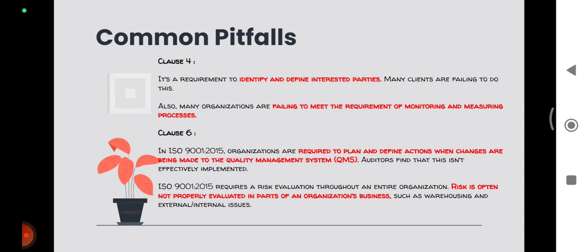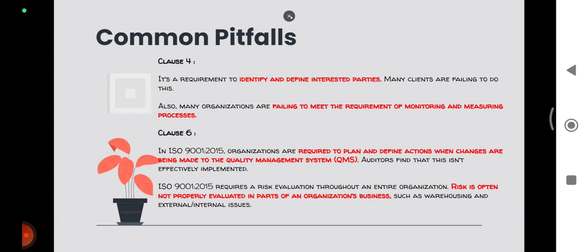So under planning, there is clause number 4 and clause number 6. There is a requirement to identify the needs and the expectations, and many organizations fail to identify that. And also, a lot of organizations are failing to meet the requirements of monitoring and measuring their processes. They fail to monitor and measure the business processes that are intended to meet customer requirements. And then in clause number 6, which is also another clause under planning, organizations are required to plan and define actions when changes are being made to the quality management system, and this was not the case. And also sometimes risk is often not properly evaluated in parts of the organization's businesses.